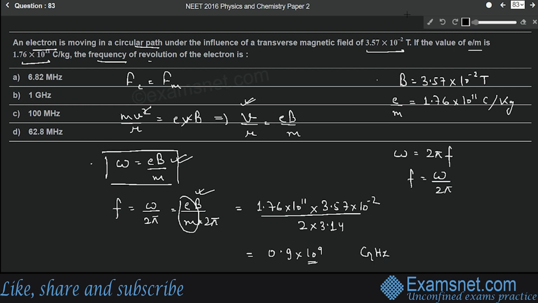So 0.9 gigahertz. It is equal to 0.9 gigahertz, but this is not given in the options. So we'll choose the closest one. Closest one is the second option, 1 gigahertz, because 0.9 can be rounded off to 1 gigahertz. So this is 1 gigahertz frequency. So option B will be the correct answer.